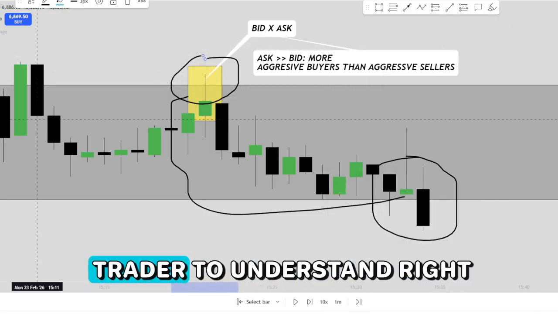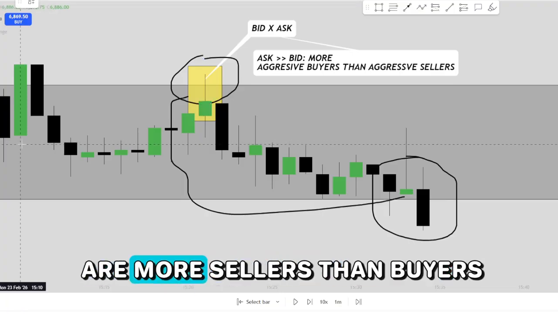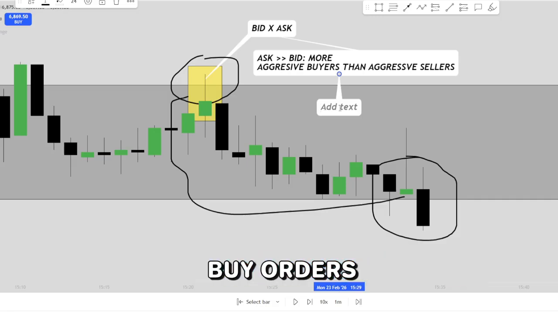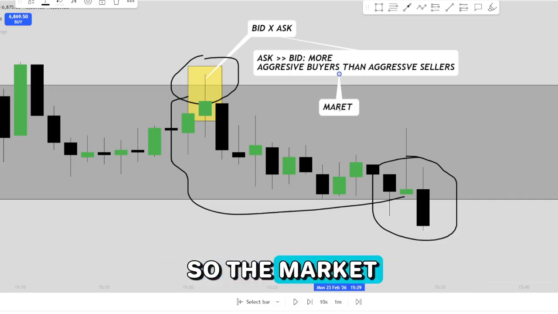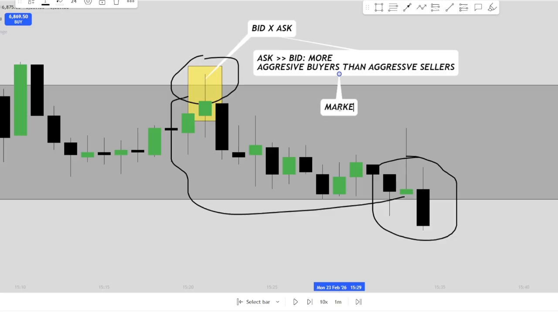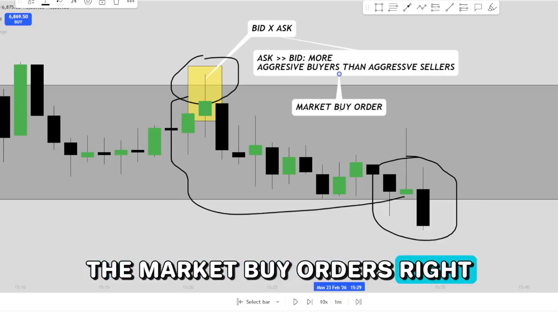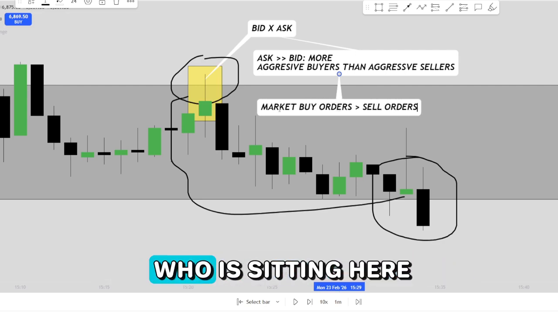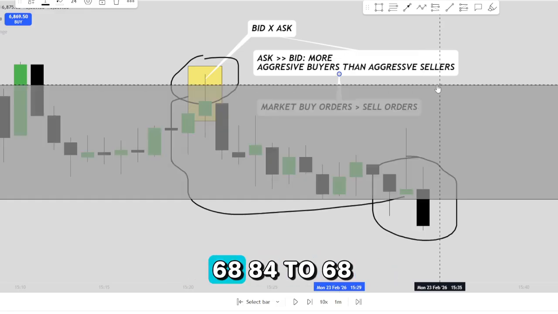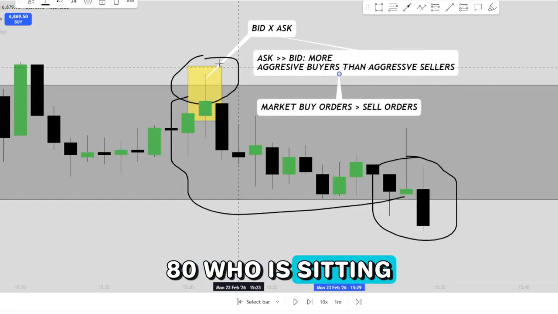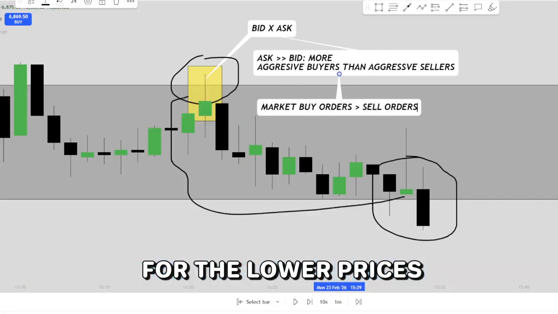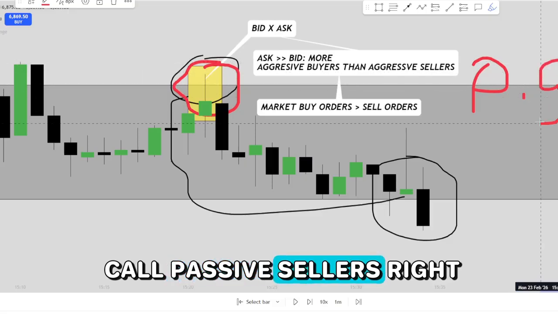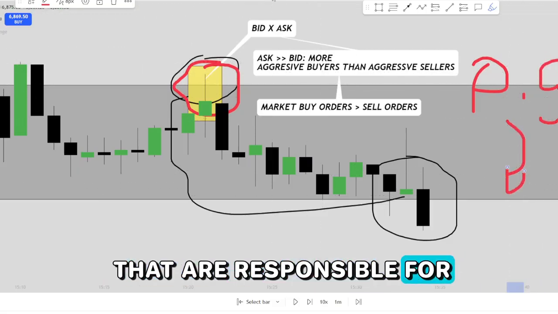And so this is what I want every trader to understand. It's not that there are more sellers than buyers or more buyers than sellers. Here, there's actually more market buy orders. So the market buy orders, which is what you see on the footprint charts, are greater than the market sell orders. So in other words, who is sitting here at this key level? So this is now 68.84 to 68.80. Who is sitting over here that's responsible for the lower prices? Well, in this region here, there are what we call passive sellers. These are passive sellers that are responsible for the lower prices.